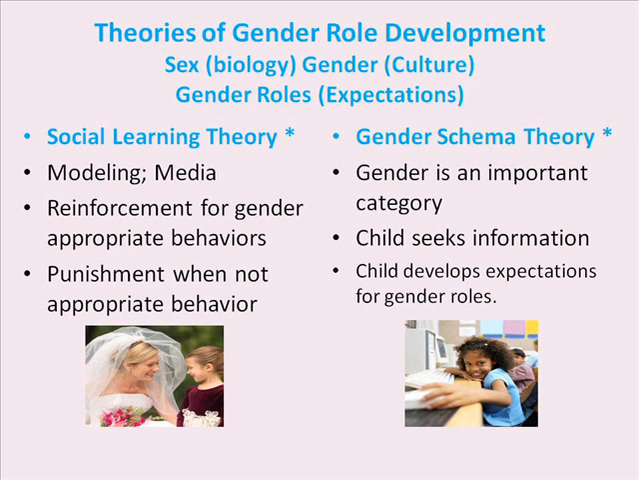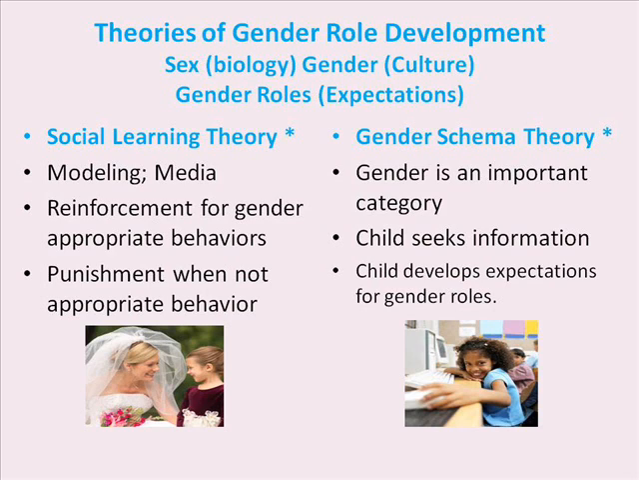Objective number 6 asks you to explain the difference between the social learning and the gender schema theory explanation of gender role development. Social learning theory basically relies on learning theory explanations: modeling or imitation, whether of media or in-person role models, and reinforcement for gender-appropriate behaviors.